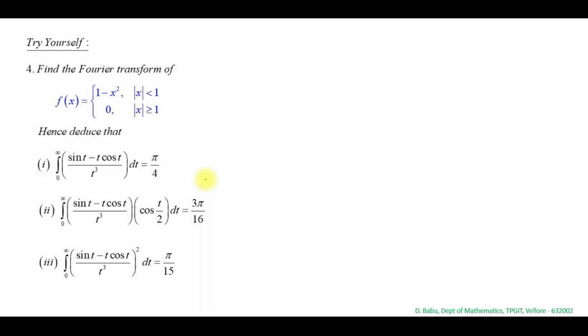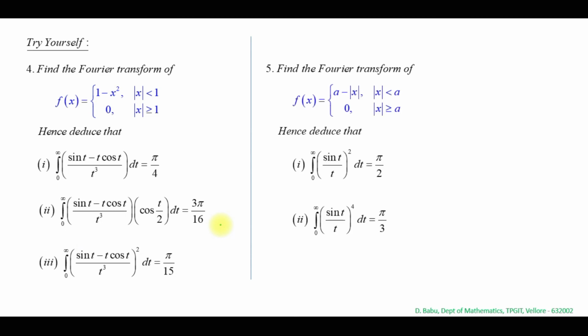So try yourself. Find the Fourier transform of f of x equal to 1 minus x square when mod x is less than 1, and 0 when mod x is greater than or equal to 1. There are 3 deductions given. Fifth problem: find the Fourier transform of f of x equal to a minus mod x when mod x is less than a, and 0 when mod x is greater than or equal to a. There are 2 deductions given.